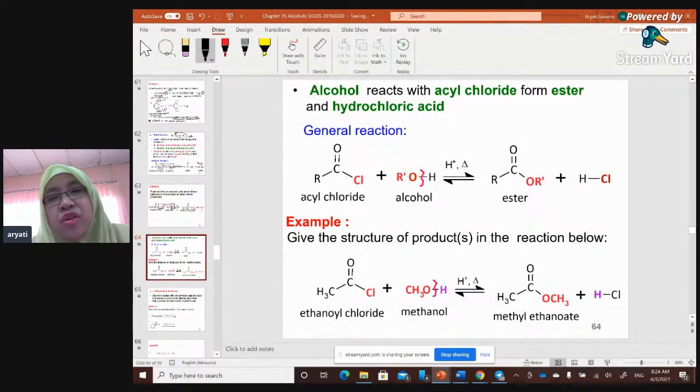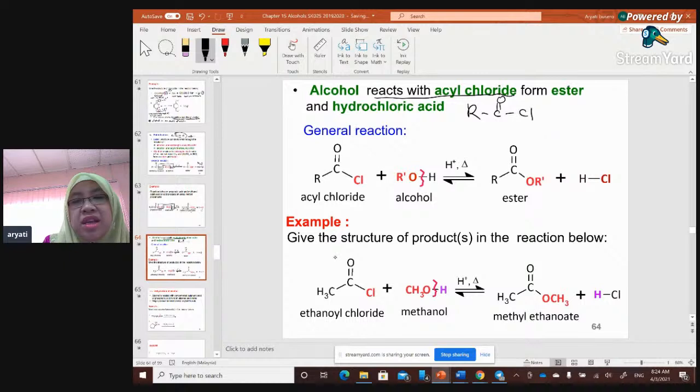Alcohol can also form an ester by reacting with acyl chloride. Acyl chloride is RC double bond OCl. This is the structure for acyl chloride. So an acyl chloride reacts with alcohol. Alcohol will break the bond between O and H. Acyl chloride will break the bond between C double bond O and Cl. So they will combine here, and it will produce HCl.